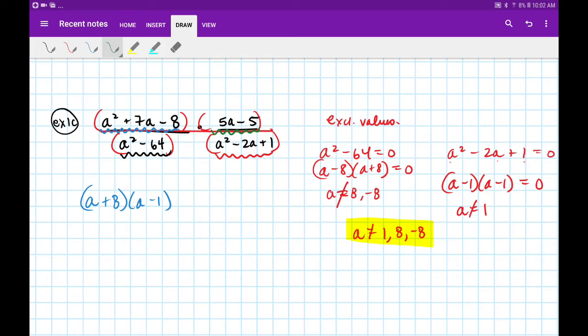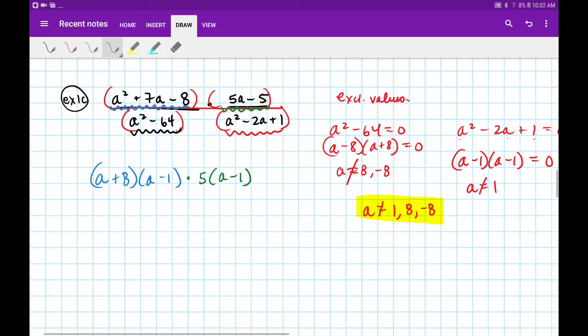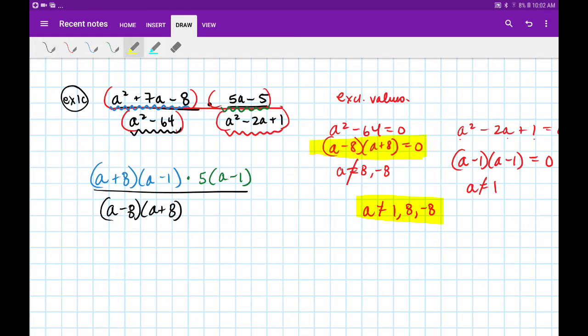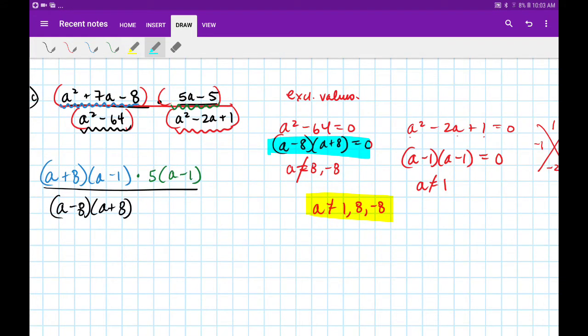For 5a minus 5, I would get 5 pulled out and an a minus 1 left over. From a squared minus 64, I would do difference of squares. And by the way, we already did that factoring over here, right? And then from a squared minus 2a plus 1, I would get a minus 1 times a minus 1, which we already did that work over here. Another way you could write that is a minus 1 whole squared, since it's just being multiplied by itself. Doesn't really matter though. We're good.